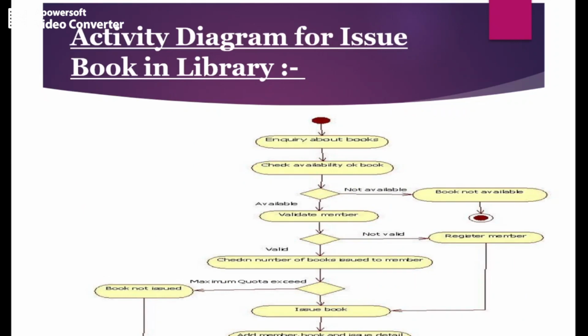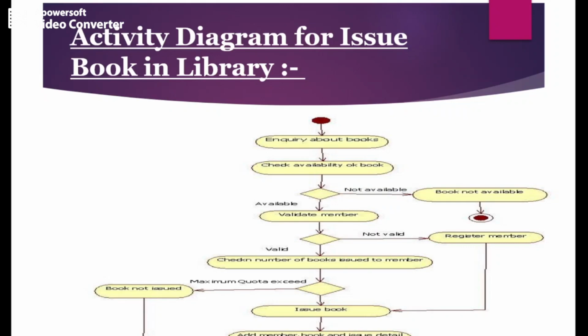Now the activity diagram for issuing a book in the library. How does the librarian issue the book to the student? First, the student will inquire about the book: what is that book, title, author, all those things. Then check the availability of the book, whether the book is available or not.